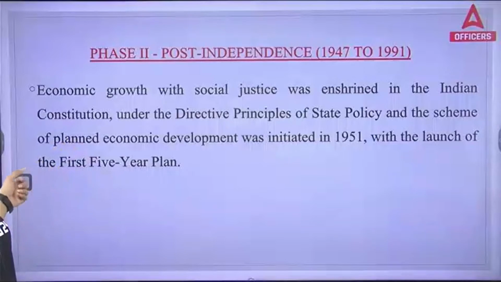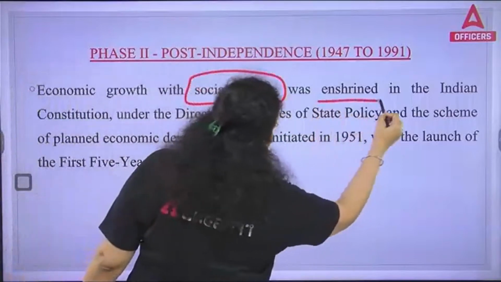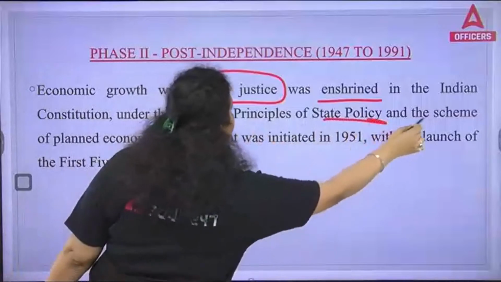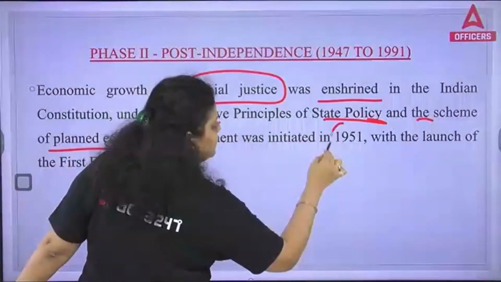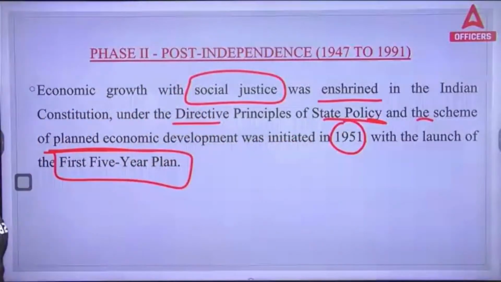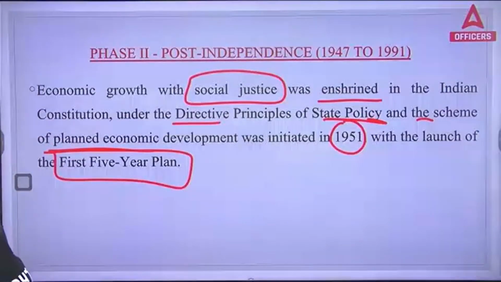Now, next. Next, we are saying here the economic growth with social justice was enshrined in the Indian Constitution under the directive principles of state policy, and the scheme of planned economic development was initiated in 1951. That was the launch of the first 5-year plan. Now, what does social justice mean?